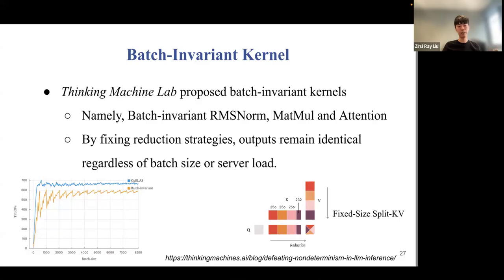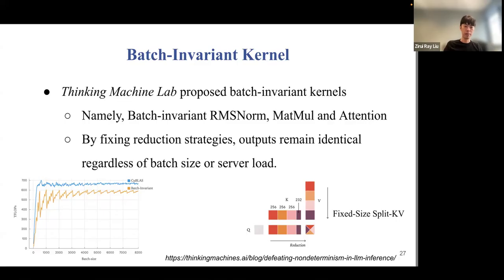If you can guarantee that different sequences in the same batch do not interact with each other at all, you can make sure your kernel is batch invariant. This is how they implement the batch invariant kernel. They propose batch invariant RMS norm, matmul, and attention, and they fix the reduction strategy, and the output remains identical regardless of the batch size or the workload.